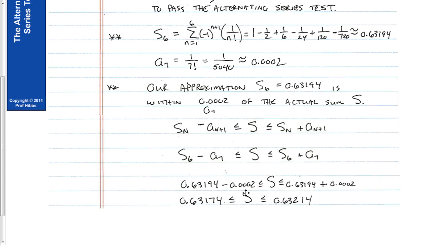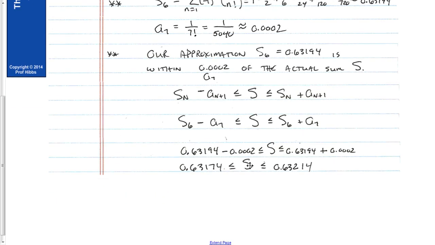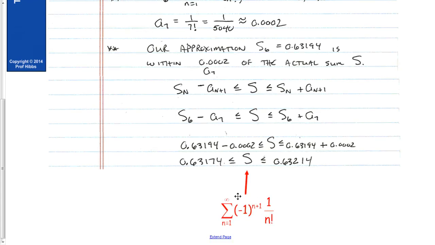And A sub 7 is the number 0.0002. And so we have that subtracted on this side and added on this side. And when we do that arithmetic, of course, then we get that S is between 0.63174 and 0.63214. With just using 6 terms, we know within that level of accuracy. And of course, don't forget that this S is the actual infinite series. So it represents the actual sum if we add infinitely. Well, let's continue this investigation with another type of problem.